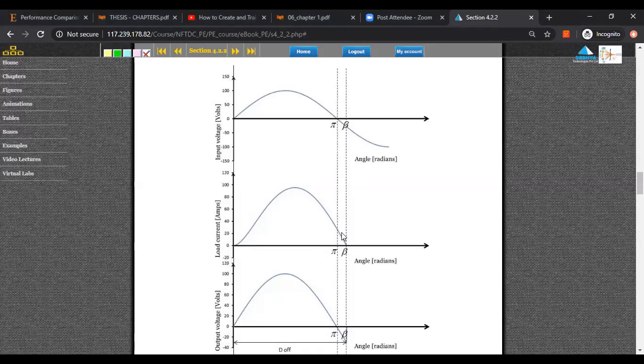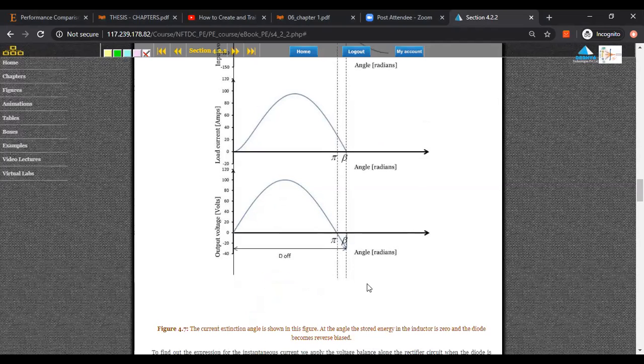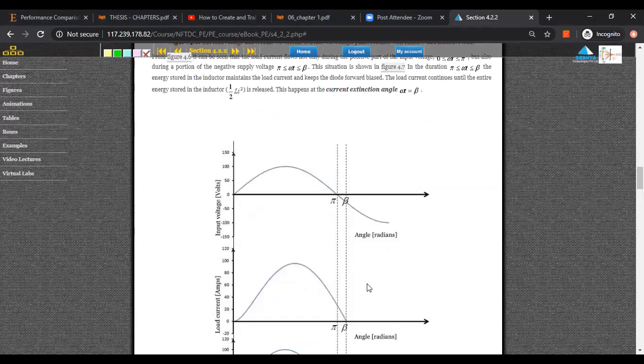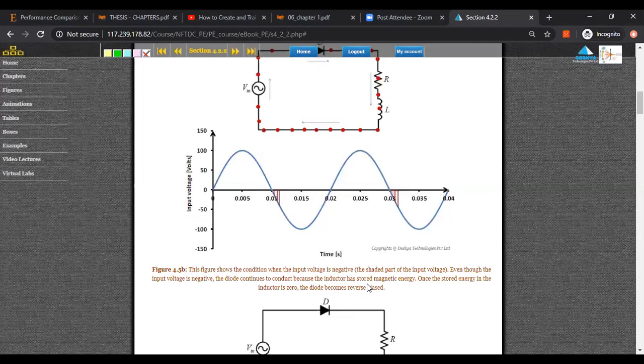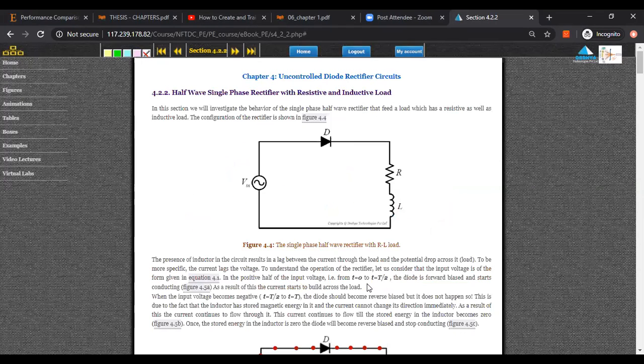So as a result, it conducts during this phase, and you can see the output voltage is in the reverse direction, because the current through the inductor cannot reverse immediately. That is the reason it still conducts, because of the stored energy, as I said. This was the analysis we did for your RL load. This is how the circuit looks: a half wave rectifier with RL load. Just now we have seen the animation for that.